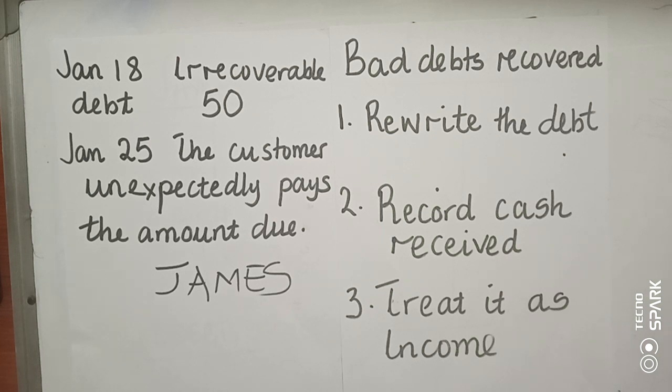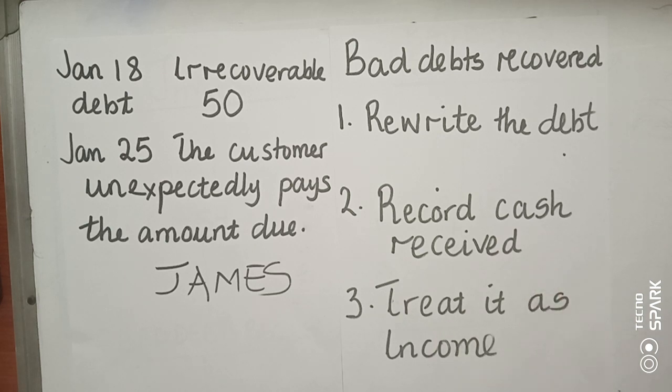Let's look at this example. We have irrecoverable debts of 50, right? Then on January 25, the customer unexpectedly pays off the amount due. In this case, the customer is James.